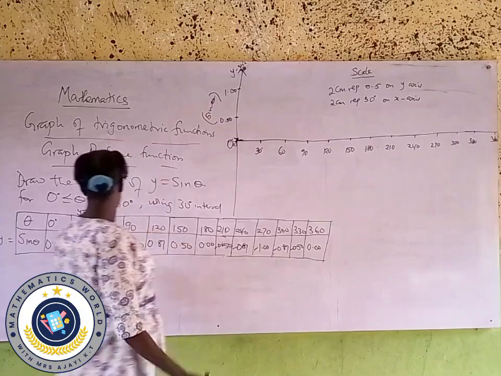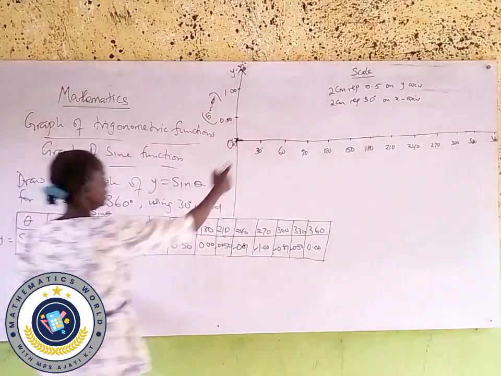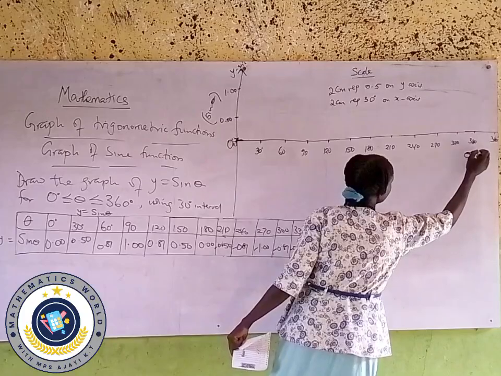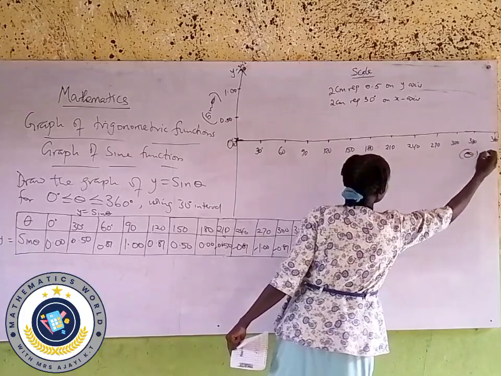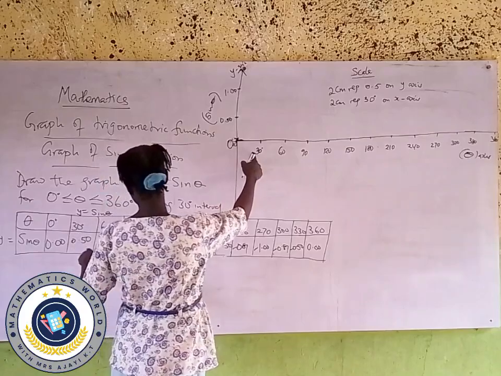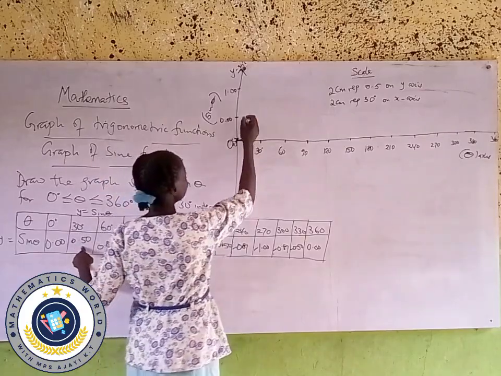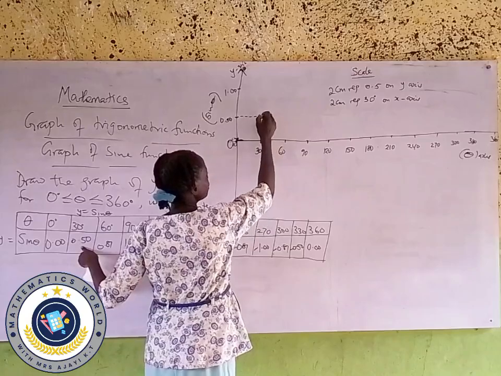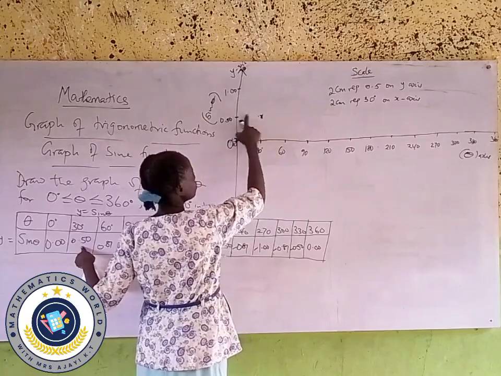Height. When theta is 30, this is 30 degree. This is the theta axis or x axis. So when theta is equal to 30 here, what is the value? What is sine 30? Sine 30 is 0.5. So where this one meets here, we start the place.